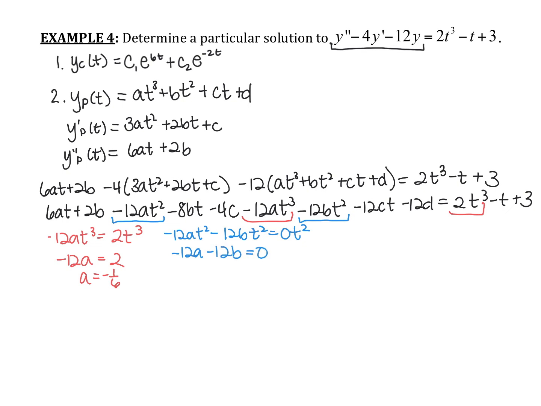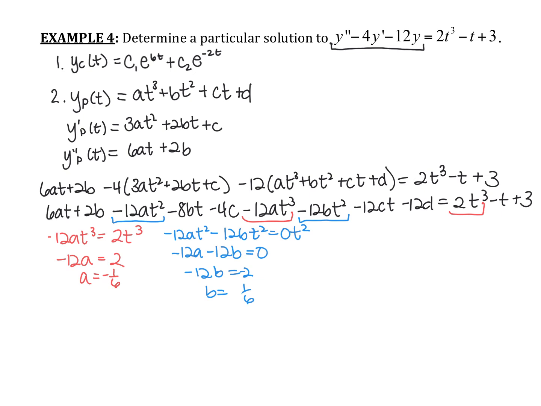Knowing that a is negative 1/6, though, would we get 12 divided by 6 is 2? It's 2. And so then b happens to be, negative 12 equals, or 12b equals 2. So b equals negative 1/6 as well. Yep, it would be positive because this would be negative. Thank you.